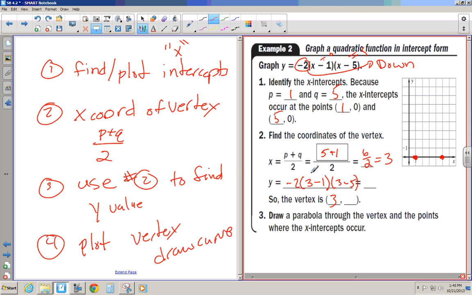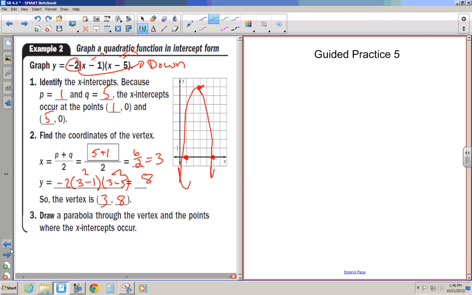So that's 2, that's negative 2, should be 8. And then you can draw your parabola through those points. And that's it. So let's take a look at guided practice number 5.